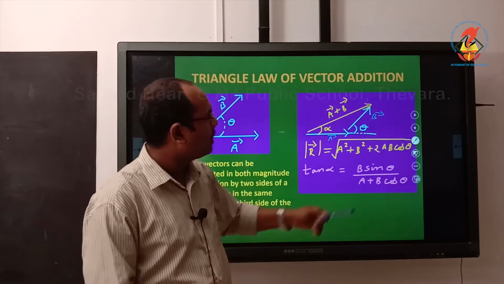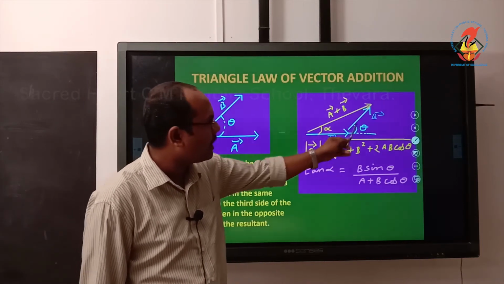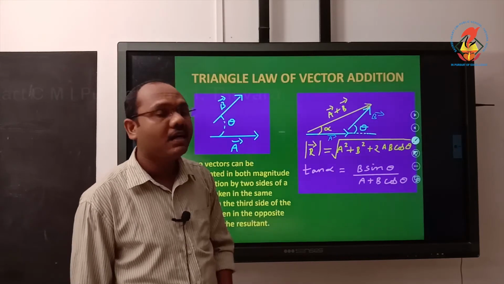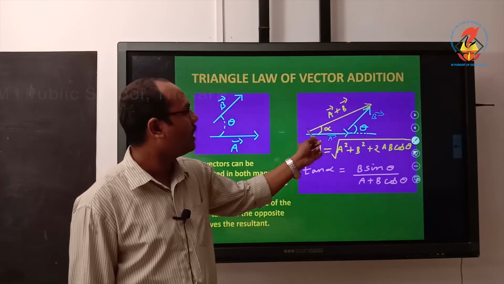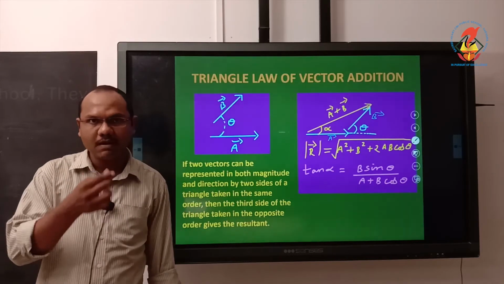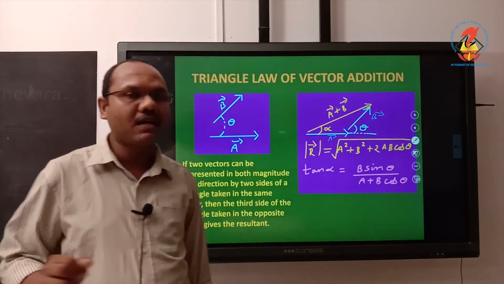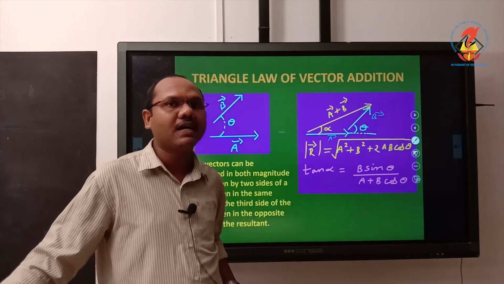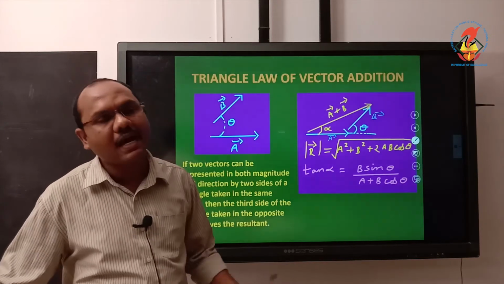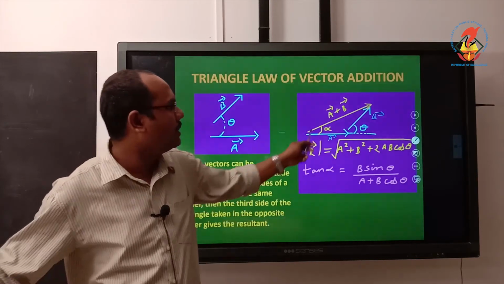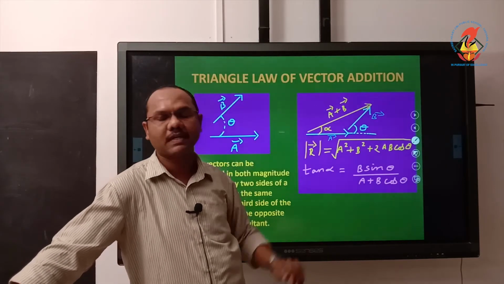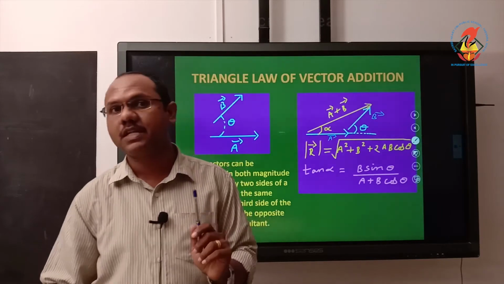Now, the angle between vector A and vector B is theta, and the angle between the first vector and the resultant vector is alpha. So what is alpha? Alpha is the angle between the first vector and the resultant vector. Theta is the angle between two vectors. So I just wrote here vector A plus vector B. That is only a representation.